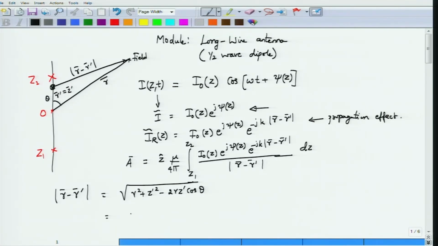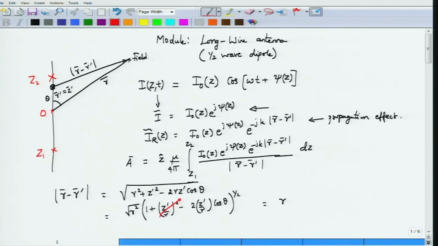So, I can pick r squared out. You have 1 plus z prime by r whole squared minus 2 z prime by r cos theta. I hope that I have obtained this correctly. There is a half power, and because there is a square root of r squared, the square and the root cancel each other, and you get r times this factor. Now, in this factor we will neglect the term z prime squared by r squared, because it is second order.